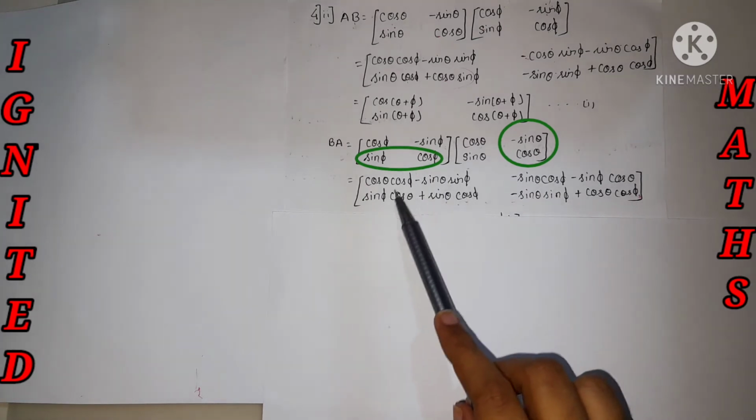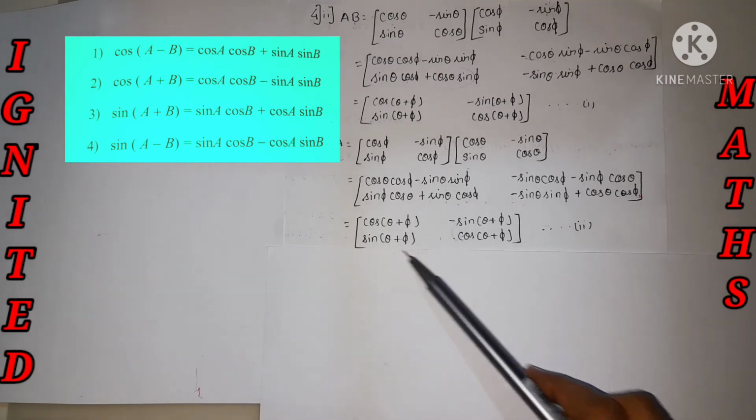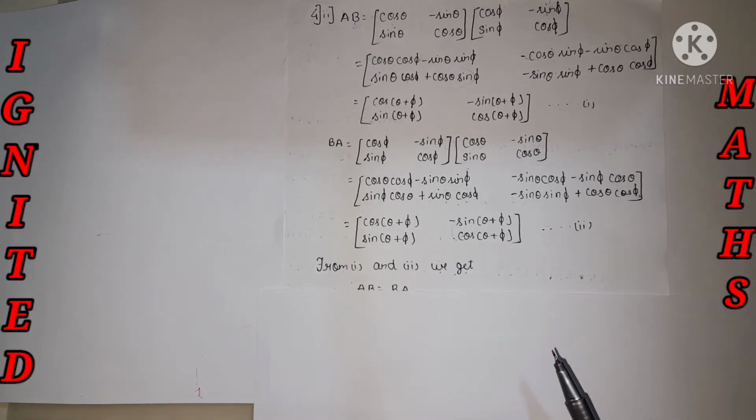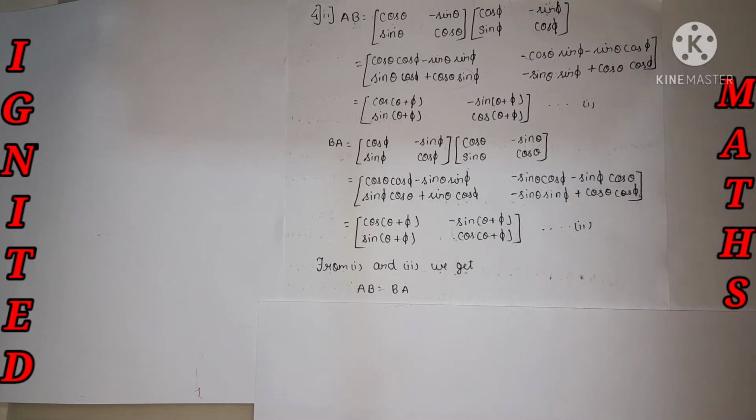Yes. Okay, even over here the trigonometric functions of compound angles formulas we have done with it. Now from 1 and 2 we have received that AB is equal to BA matrix. So it's proved that AB is equal to BA. Just solution is only this part.